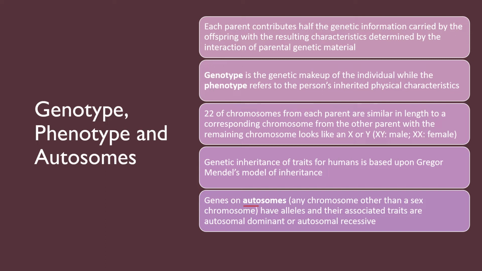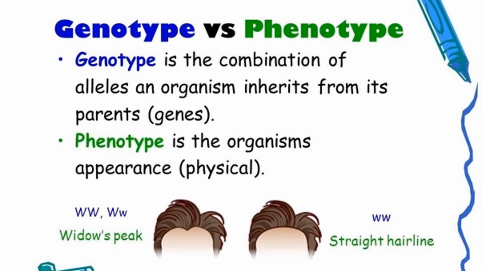Autosomes are genes on any chromosomes other than the sex chromosomes. So those are the 22 pairs of chromosomes, no, yung autosomes. They have alleles and their associated traits are autosomal dominant or autosomal recessive. Ito na yung diniscuss natin kanina na allele. Paano ka nagkaroon ng blue eyes? Because you have two recessive alleles. And saan mo nakuha yun? Each parent contributes half the genetic information carried by the offspring, with the resulting characteristics determined by the interaction of parental genetic material. So understand better what is a genotype and a phenotype.